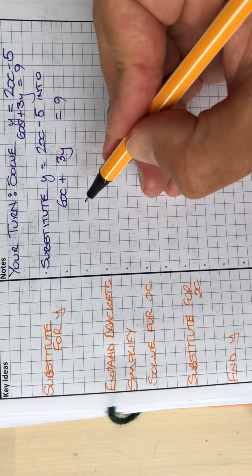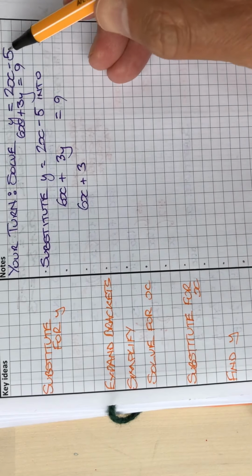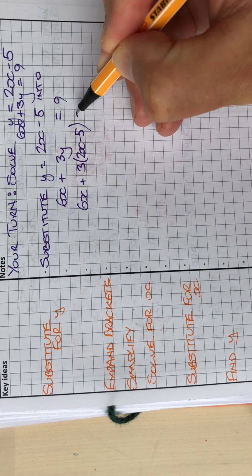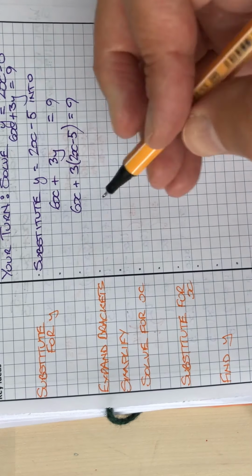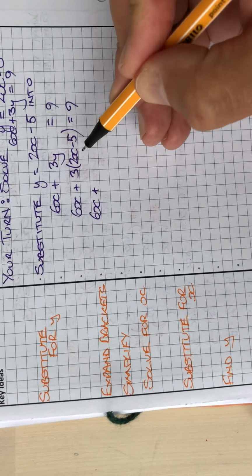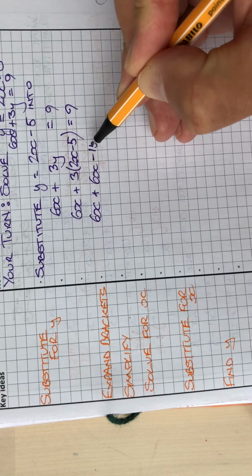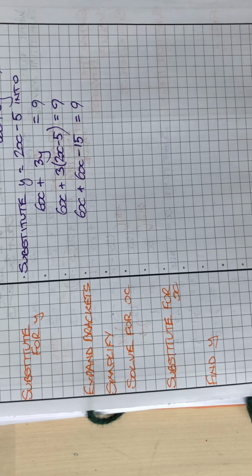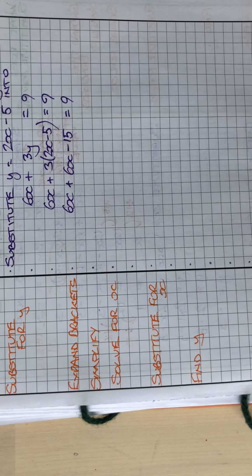So what does that give me? Well, it gives me the 6x still, plus 3 lots of now 2x take away 5. And that's still equal to 9. If I multiply out the brackets, 6x will stay the same, and I've got 3 lots of 2x and 3 lots of negative 5. Still equal to 9. Copying a lot from one line to the next line.